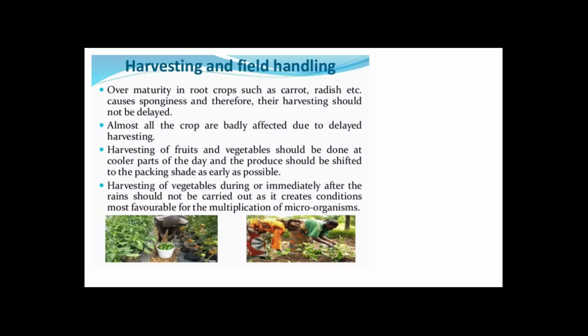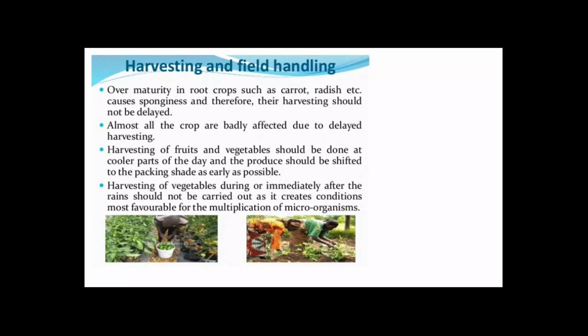Then harvesting and field handling. Overmaturity in root crops such as carrot, radish, etc. causes sponginess, and therefore the harvesting should not be delayed. Almost all crops are badly affected by delayed harvesting. Harvesting of fruit and vegetables should be done at cooler parts of the day, and products should be shifted to a packaging shade as early as possible.